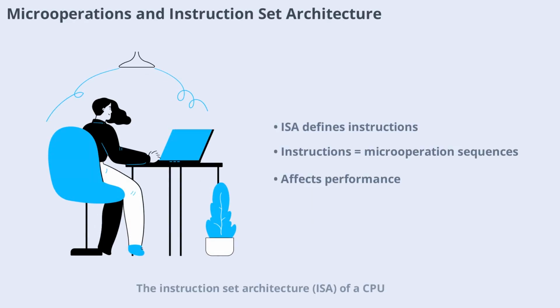The instruction set architecture (ISA) of a CPU defines the set of instructions it can execute. Each instruction is implemented as a sequence of microoperations. The design of the ISA influences how efficiently microoperations are executed, impacting overall system performance and capabilities.